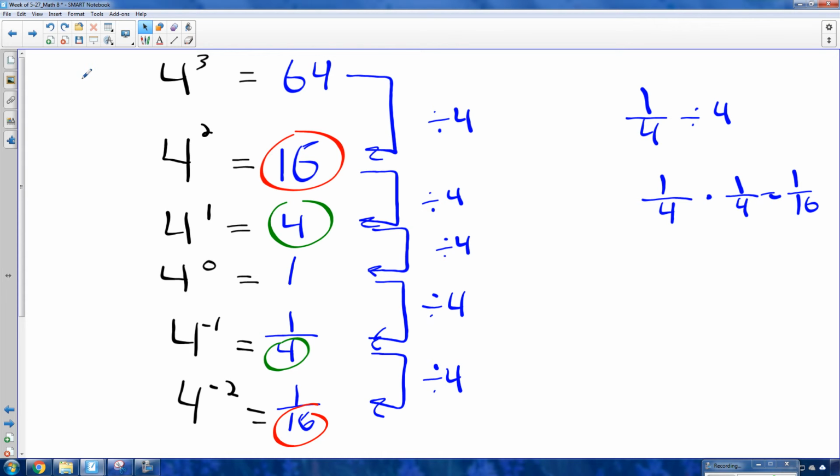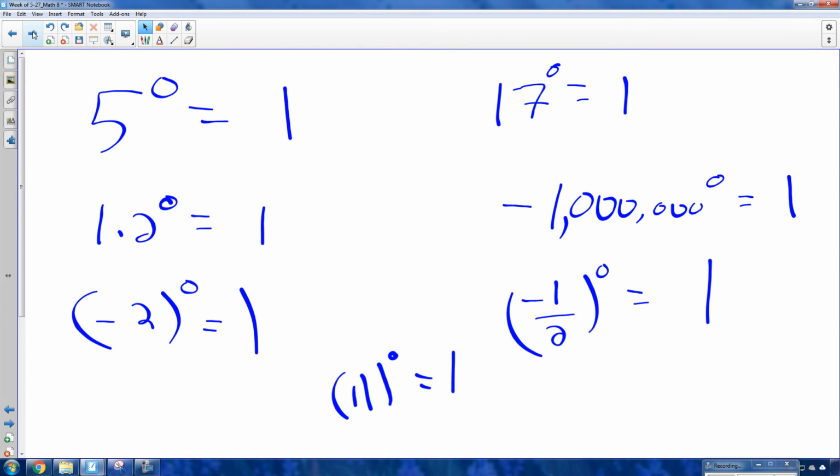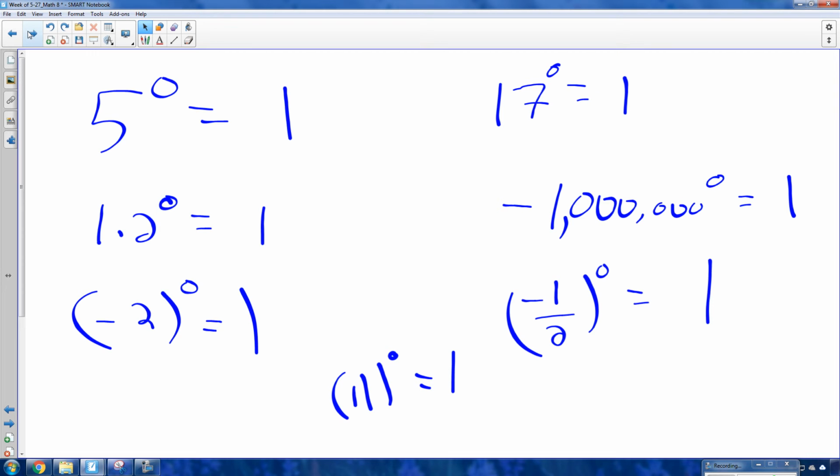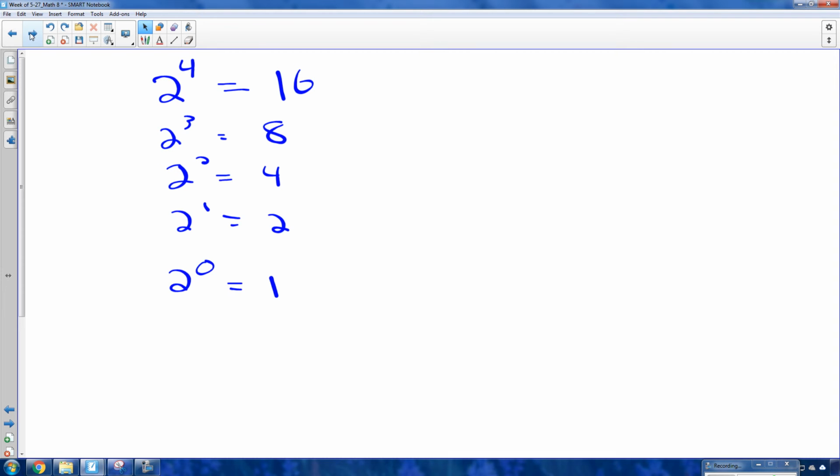So let's move on. We know that anything to the 0 power is 1. Because if we do this table out with any number, no matter what we do, every single time this middle section is going to come out to 1. So any number to the 0 power, except for 0 that is, will come out to 1. So if it's 5 to the 0, if it's negative 2 to the 0, if it's a million to the 0, if it's a half to the 0, it doesn't matter. Negative, positive, it always comes out as 1.